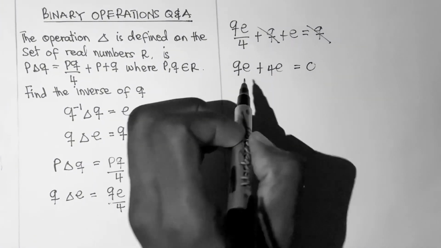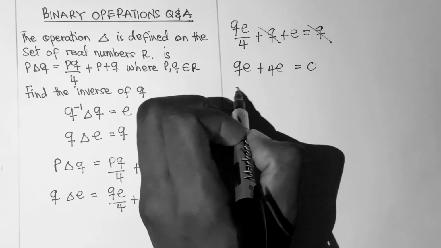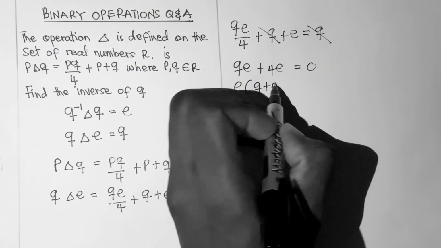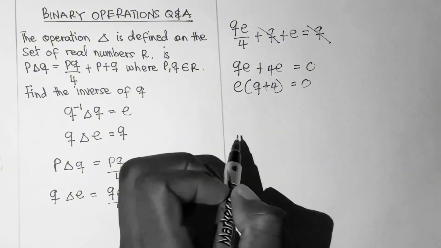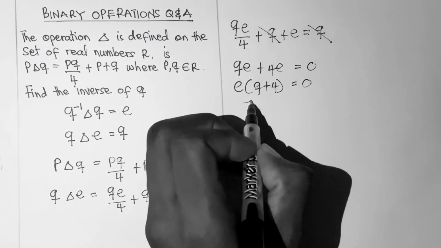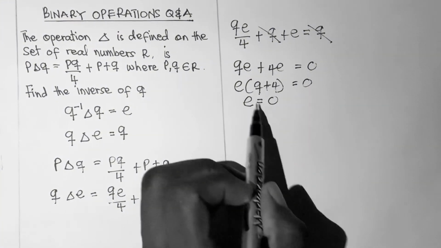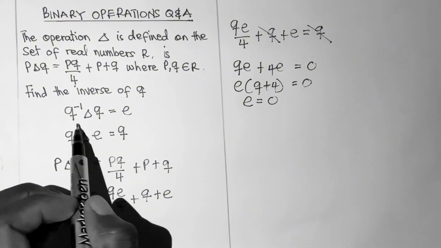So now, let's factorize E. If you factorize E out, we are left with Q plus 4 equals 0. So we know from here that E is equal to 0. Now, having gotten the identity element, we can do this operation.